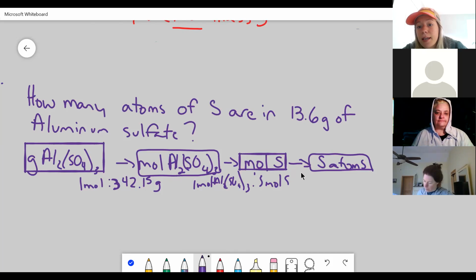And then the last step, the relationship between moles and atoms: anytime you're going between moles and the particles or individual amount of molecules, you use Avogadro's number. So 1 mole of anything, in this case sulfur, is equal to 6.022 times 10 to the 23rd sulfur atoms. So that's going to be our process.